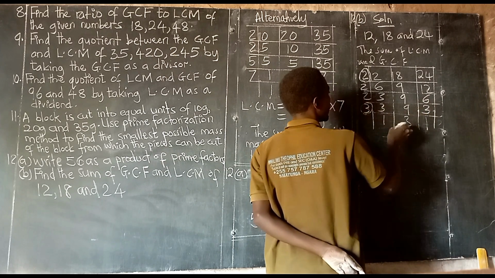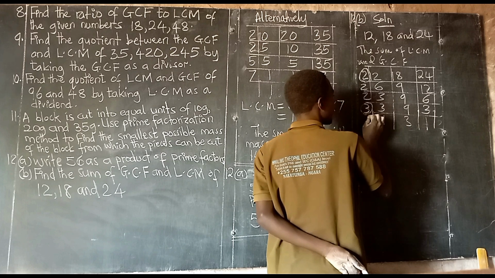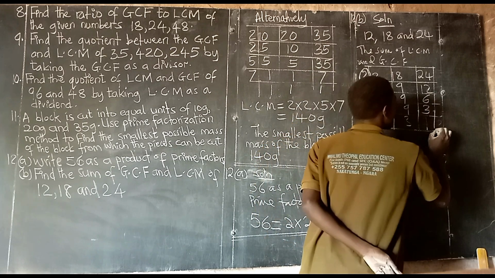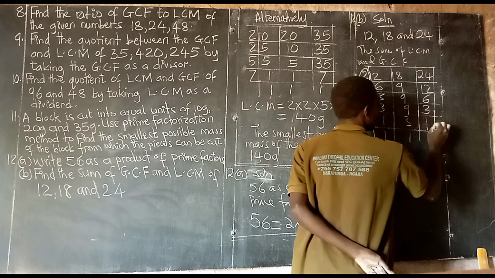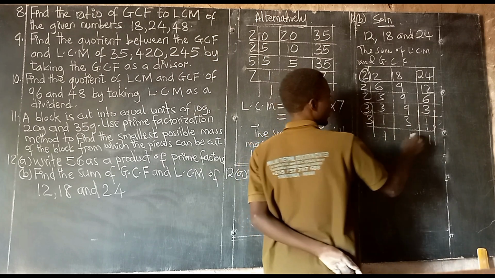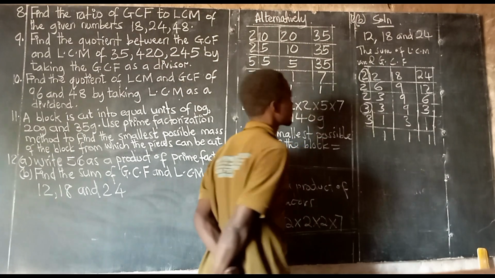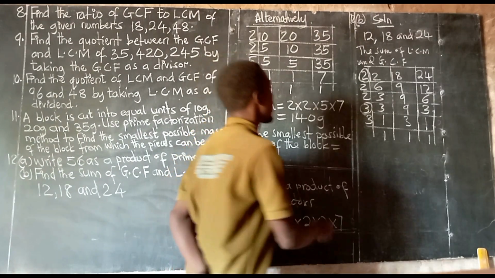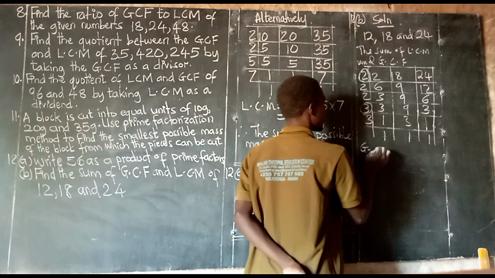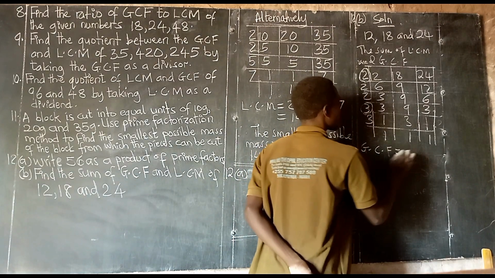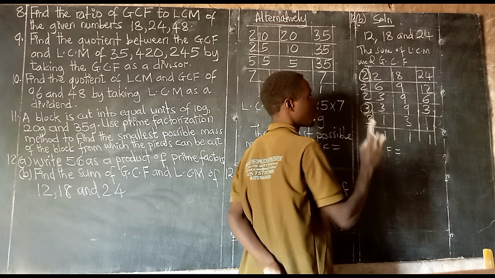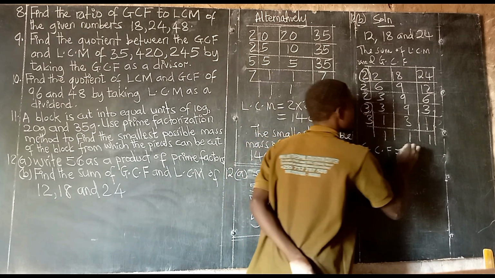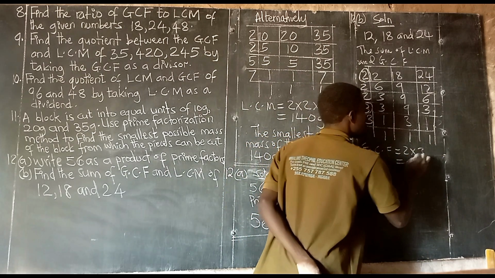Here, we remained with only a single factor, which is 3. When we divide each by 3, here we get 1, 1, 1. So we are through, as we remained with 1, 1, 1 in all 3 columns. So here, the GCF will be equal to the product of the prime factors which have managed to divide all the given numbers. We have 2 and 3. So it is 2 times 3. This will be 6.